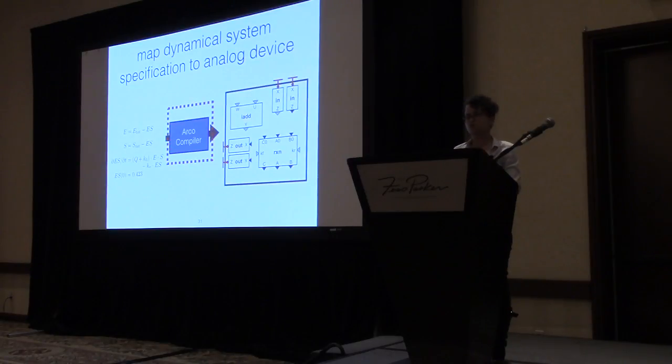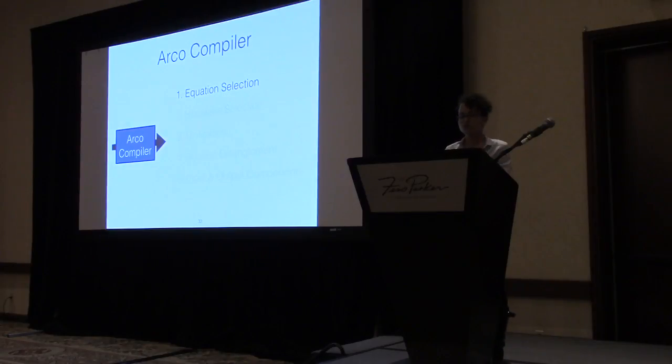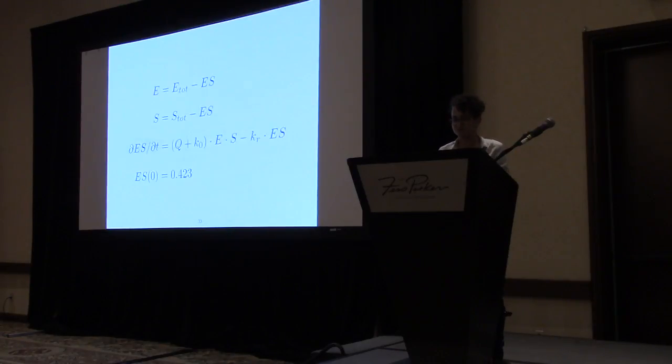So now that we understand the abstraction the compiler is working with, we can now talk about how the compiler maps the dynamical system specification onto an analog device. So the first step that the Arco compiler takes is it selects an equation from the dynamical system. So if we have the following set of equations, for this example, let's select the variable S, the equation that defines the dynamics of variable S.